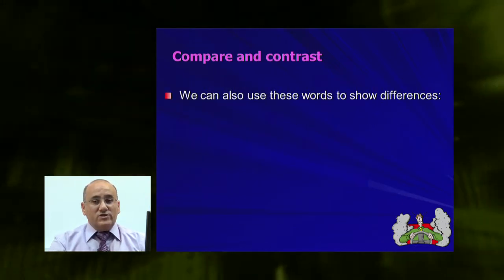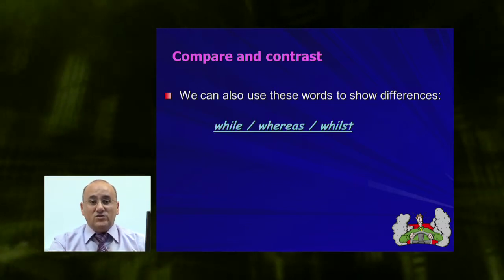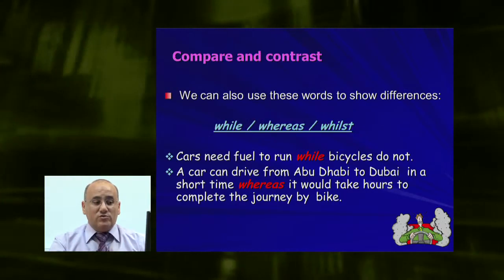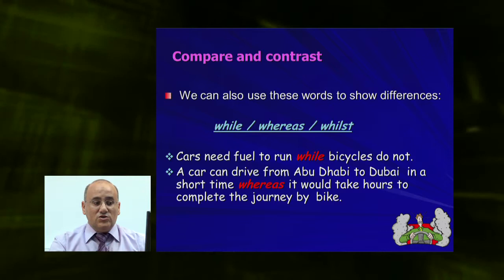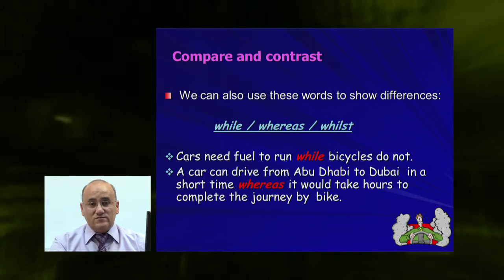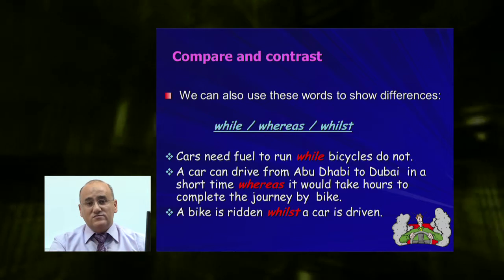Now, we can also use these words to show differences: while, whereas, and whilst. Let's see them in use. Cars need fuel to run, while bicycles do not. A car can drive from Abu Dhabi to Dubai in a short time, whereas it would take hours to complete the journey by bike. A bike is ridden while a car is driven.